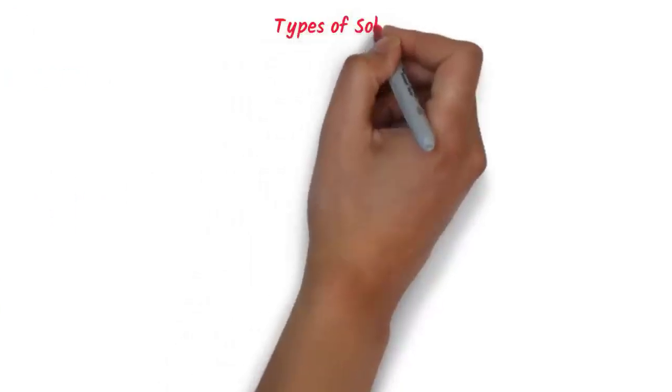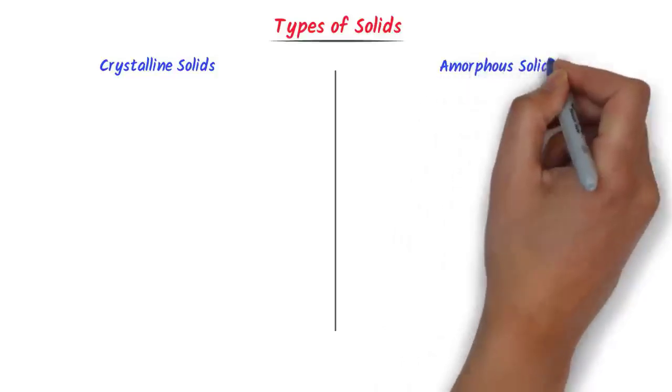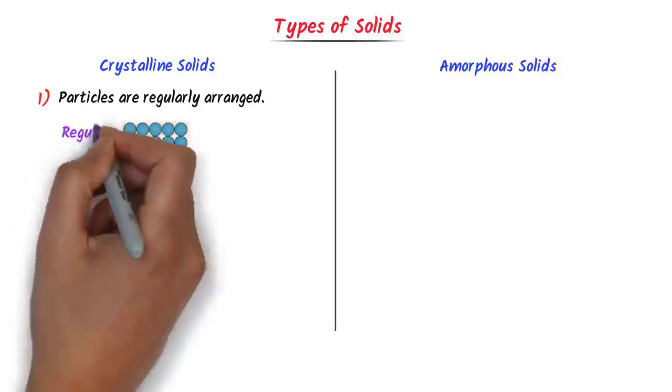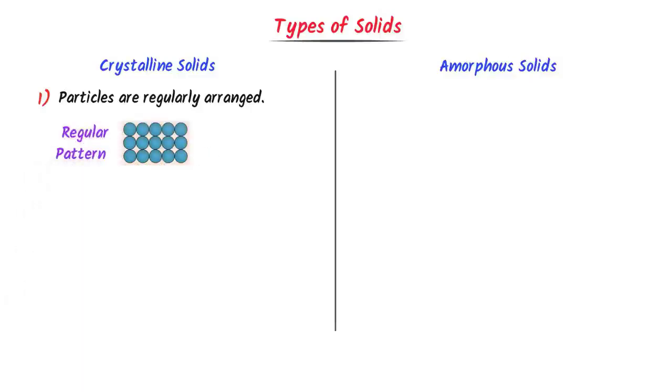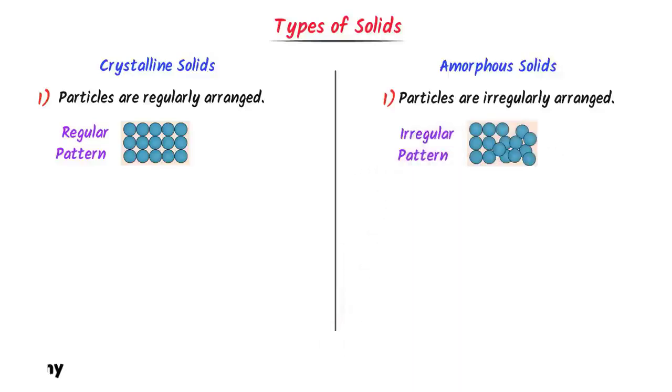Now let me teach you the types of solids. There are two types of solids: crystalline solids and amorphous solids. In crystalline solids, all the particles are arranged in a regular way. For example, these particles are regularly arranged in a three-dimensional pattern in space. In amorphous solids, particles are arranged in an irregular way. For example, these particles have irregular arrangement in space.